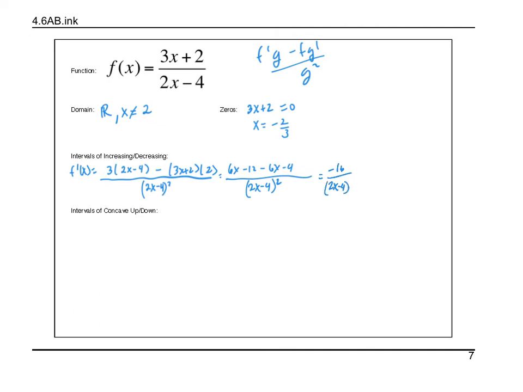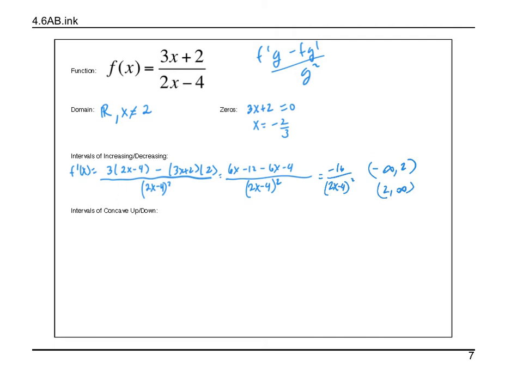So when is the first derivative 0, and when is it undefined? Well, it's never 0 because the top will never equal 0, but the bottom will equal 0 at 2. So we still want to test, even though it's not in the domain, our increasing and decreasing around that point. So negative infinity until 2, 2 until infinity. In this case, with this fraction, the numerator is negative always. Denominator is positive always because it's even.